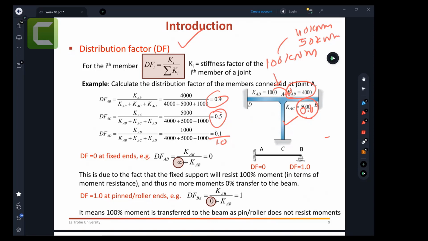AB is saying I can make it 40. This brother is very weak. AD is not too strong, and it says, sorry guys, I can take only 10 kilonewton meters. So that's the meaning of these distribution factors.